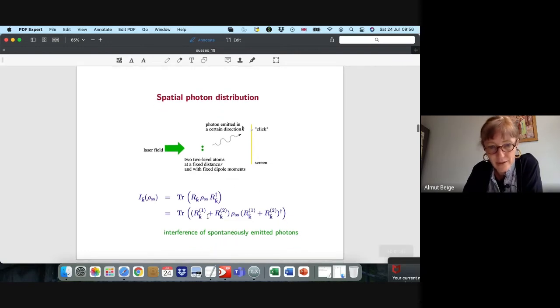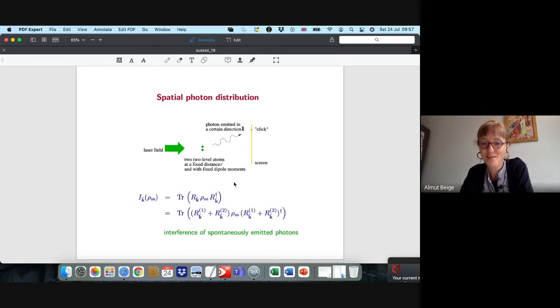And this is illustrating that again. Because the effect that creates a photon at a certain point is a contribution from one atom and the other. If you multiply these out, you get the terms that you would have if you had only this atom or only that atom. But you also get terms where you have a 2 here and a 1 on this side. So you get the interference. And this is really the interference, if you want, of spontaneously emitted photons.